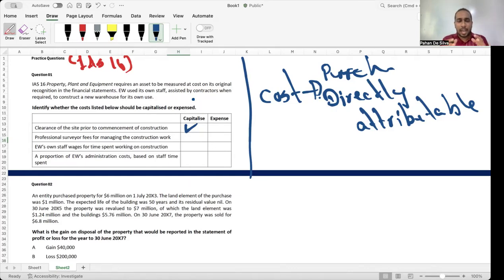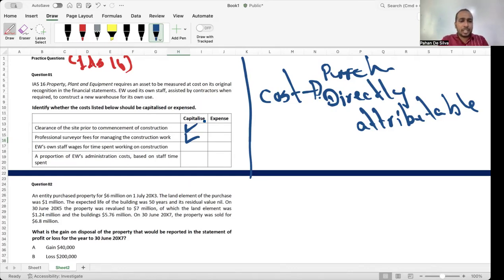We can't get the exact requirement. Therefore, it is a directly attributable cost. Without this cost, we can't get this warehouse to the expected usage, expected condition. So we discussed these terms in our theoretical session, right?